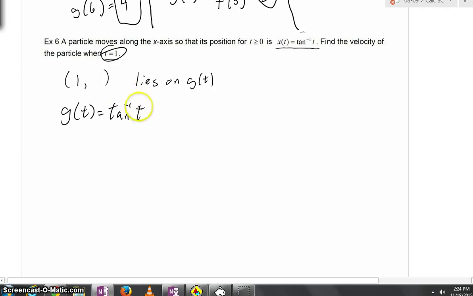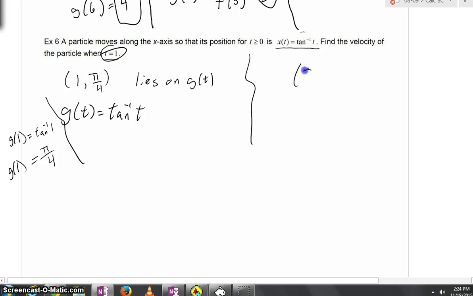If I were to plug in 1 into inverse tangent, hopefully we have enough background with our inverse tangent to say, well, the inverse tangent of 1 is pi over 4. You're really saying what angle will come out, what angle gives us a tangent value of 1? The answer is pi over 4. Well, that means that pi over 4 comma 1 lies on f, and f would be the original function. You could call it tangent.